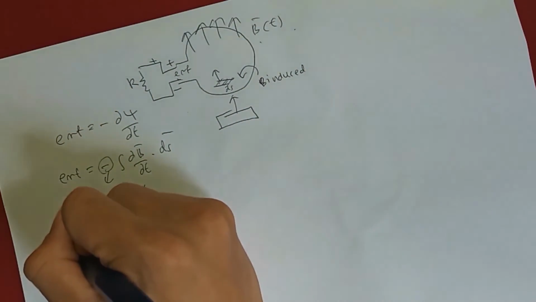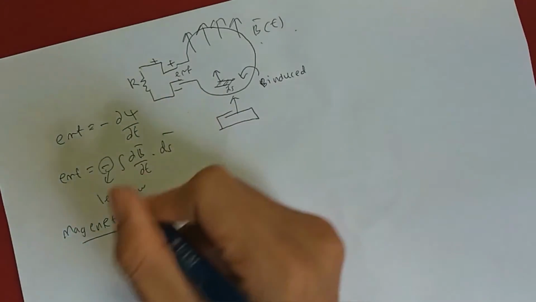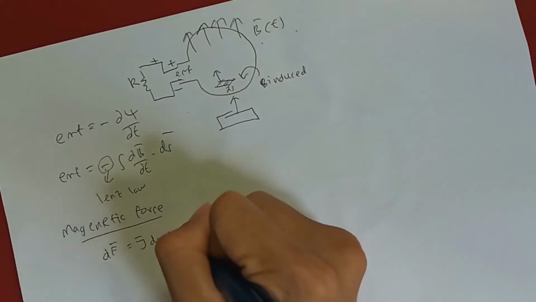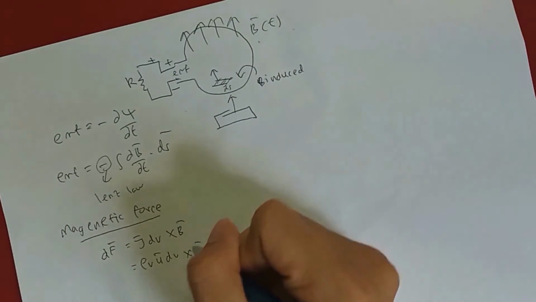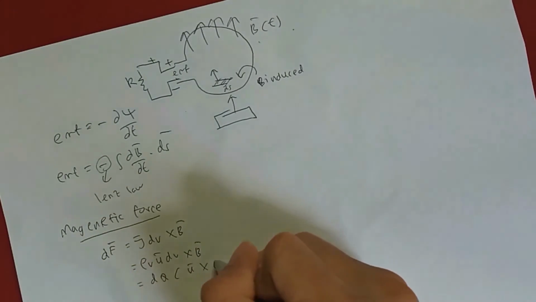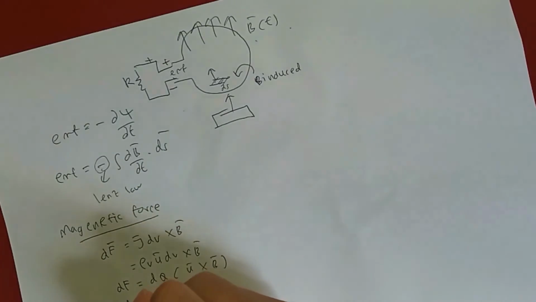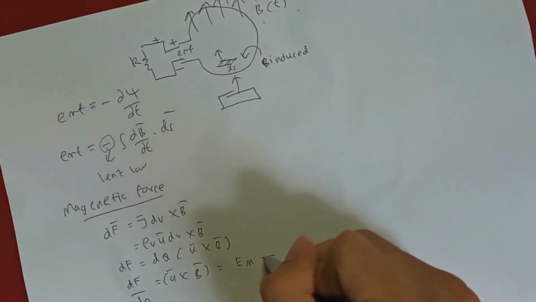Applied from the magnetic force, dF equals J dV cross B. As we know, J is rho v u, so dV cross B, and then rho v dV is dQ, and then you get u cross B. So from this formula we get dF over dQ equals u cross B, and it is also equal to E_m, the motional electric field.